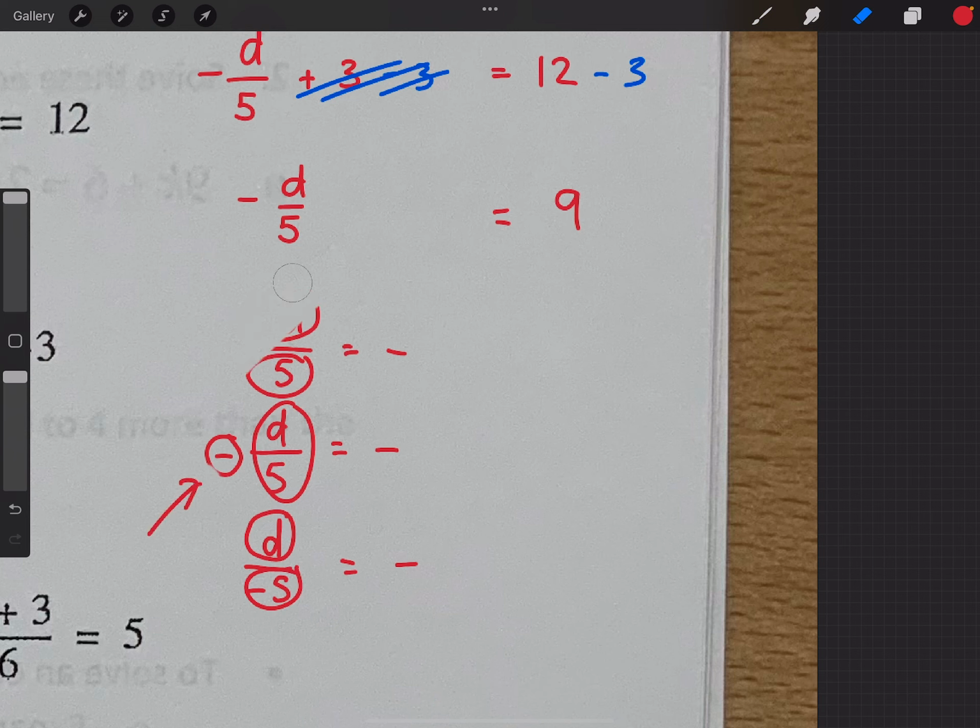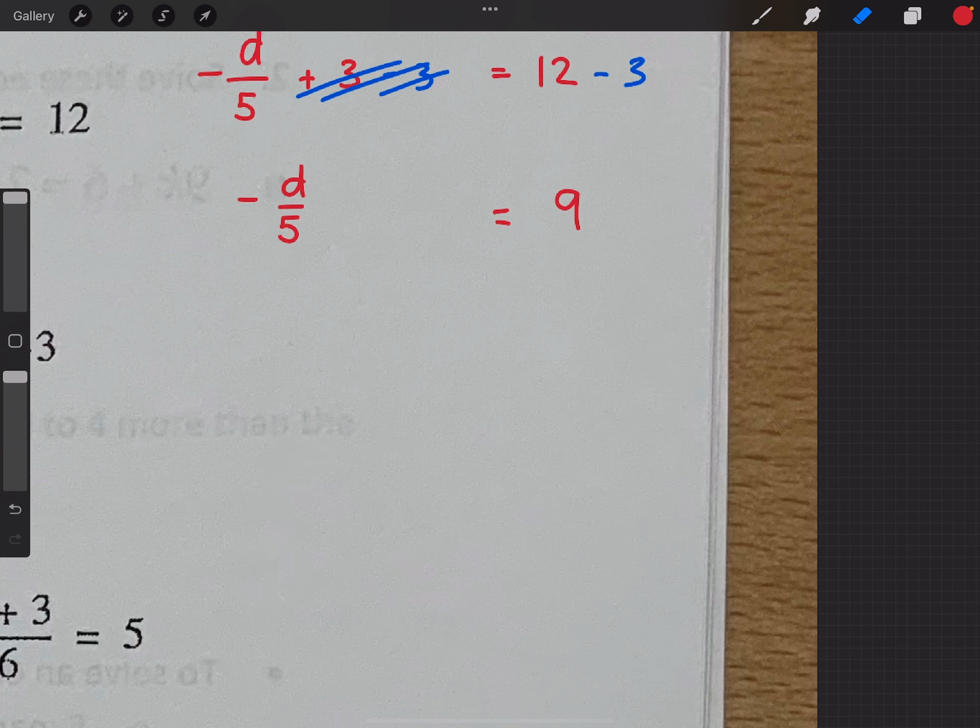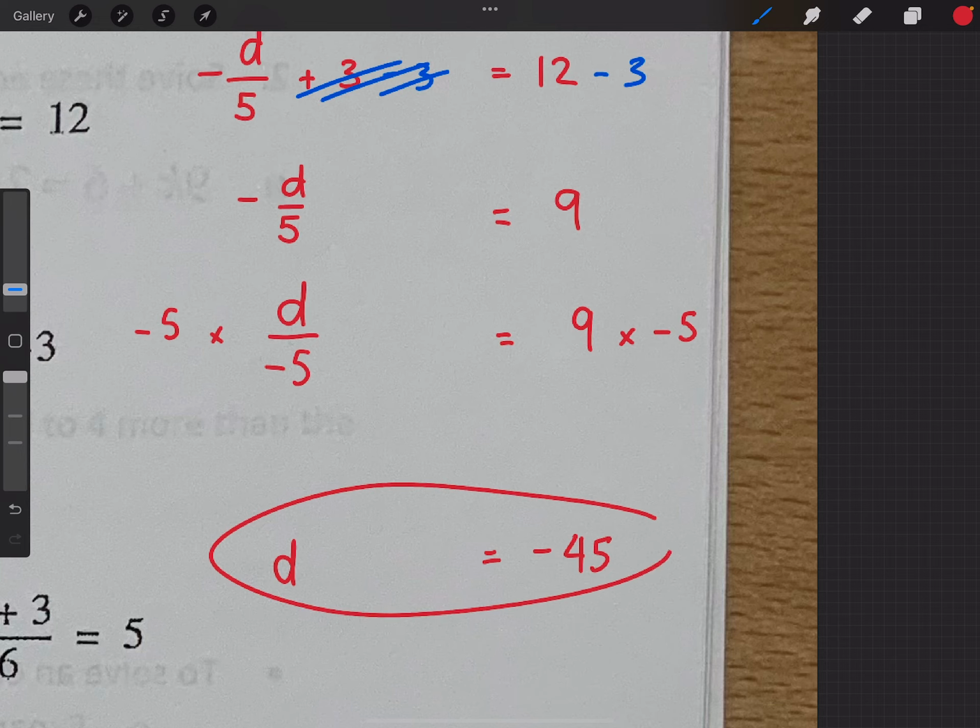Okay, so let's rub that out. Understanding that, I would like to move the minus down to the bottom here. So I can rewrite this as d over minus 5. It's the same thing. It's equal to 9. So what's happening to d? I want d by itself. d is being divided by negative 5. So to reverse that, we multiply by negative 5. We do the same thing on the other side, and d by itself is going to equal 9 times minus 5, which is minus 45. And that's the answer for that one.